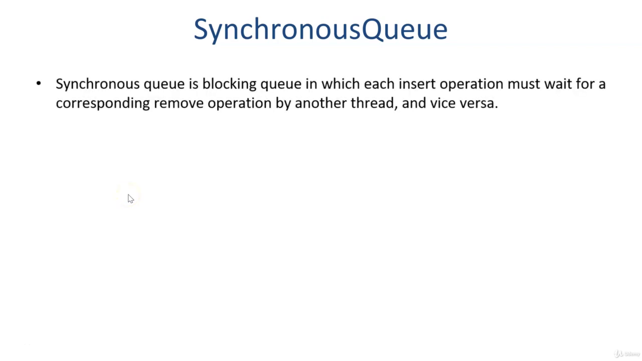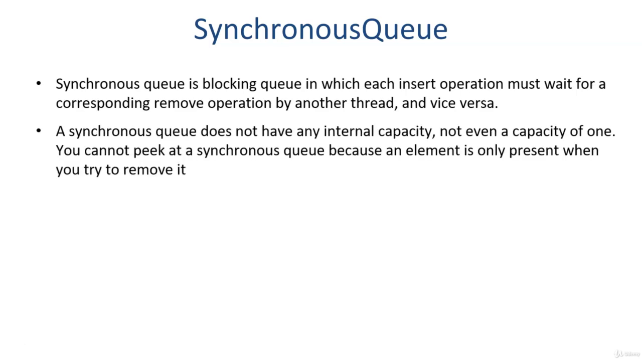In this video, we will look at the synchronous queue. Synchronous queue is a blocking queue in which each insert operation must wait for a corresponding remove operation by another thread and vice versa. A synchronous queue does not have any internal capacity, not even a capacity of 1.